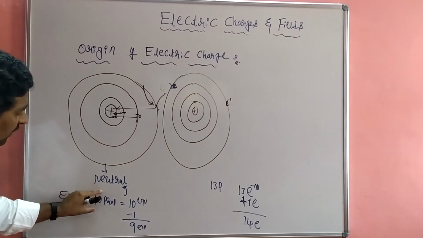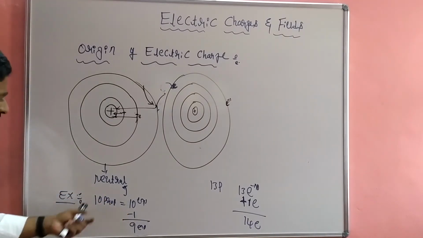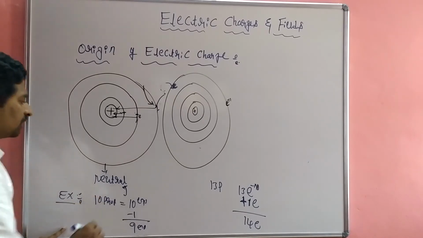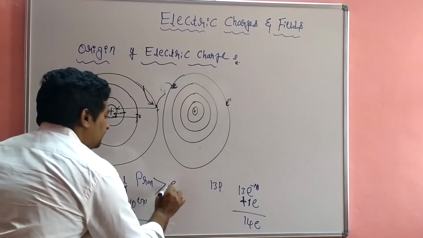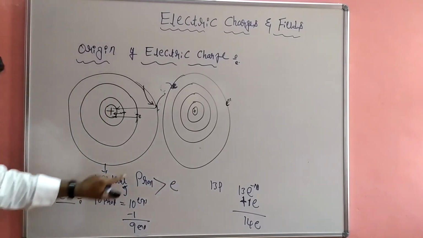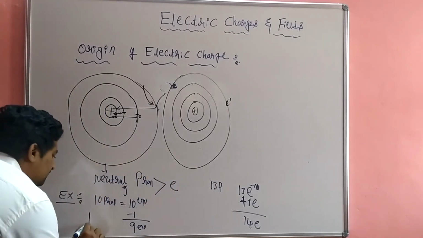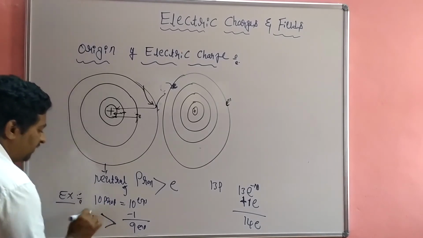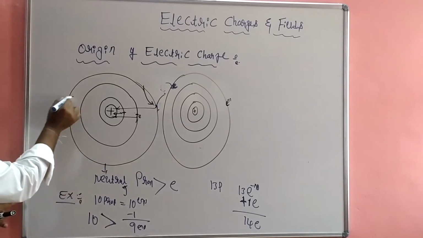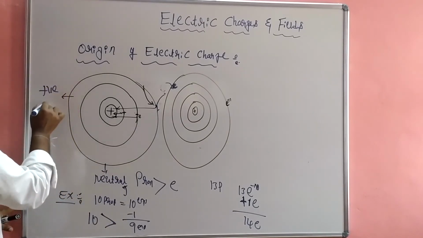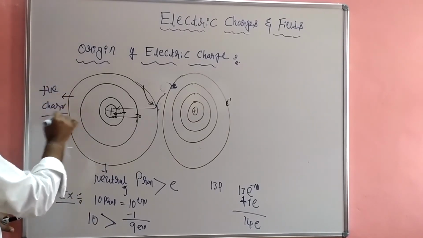As compared to the number of protons and the number of electrons, which is the higher value? The protons are higher than the electrons, because the protons are the same. Protons mean positively charged. So this becomes positively charged.